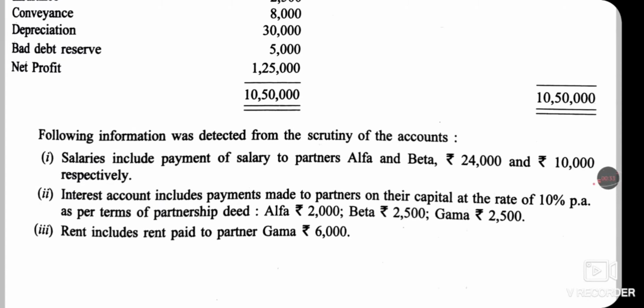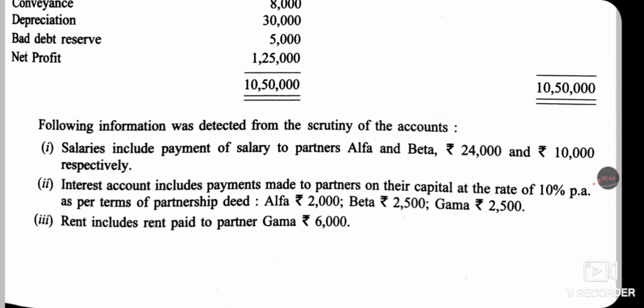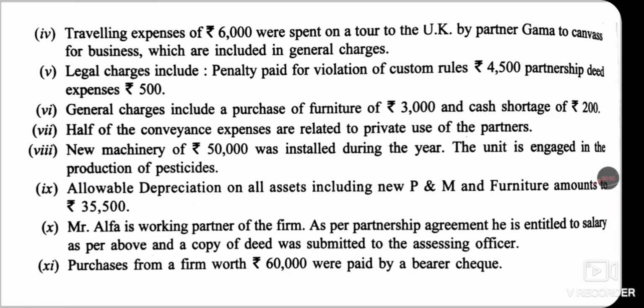The additional information given is: the following information was detected from the scrutiny of the accounts. Salaries include payment of salary to partners Alpha and Beta, rupees 24,000 and rupees 10,000 respectively. The second point is that the interest account includes payments made to partners on their capital at the rate of 10% per annum as per terms of the partnership deed. For Alpha it is 2,000, Beta it is 2,500, Gamma also it is rupees 2,500. And rent includes rent paid to partner Gamma, which is rupees 6,000.